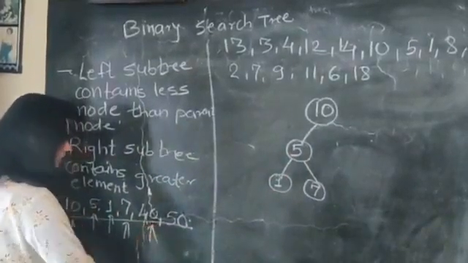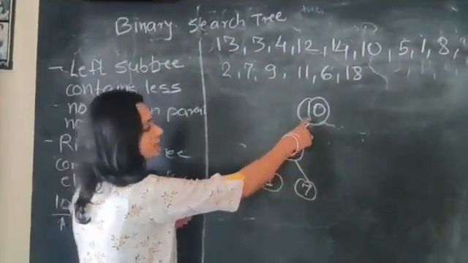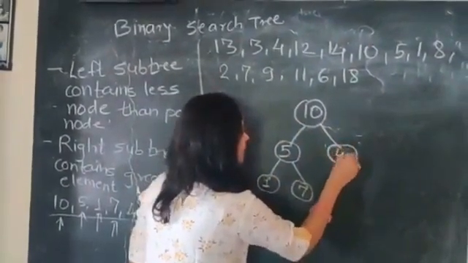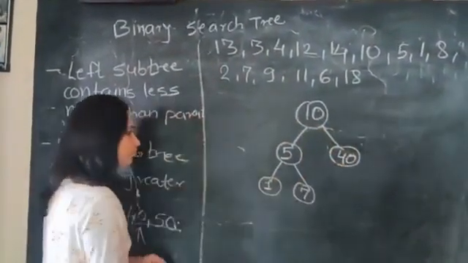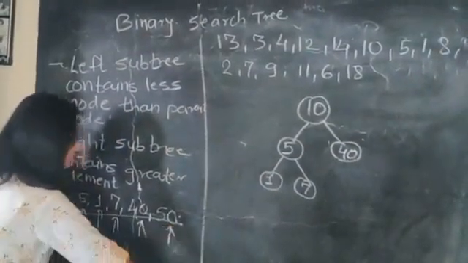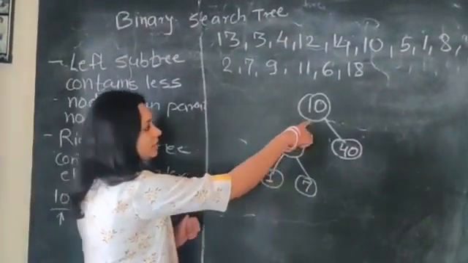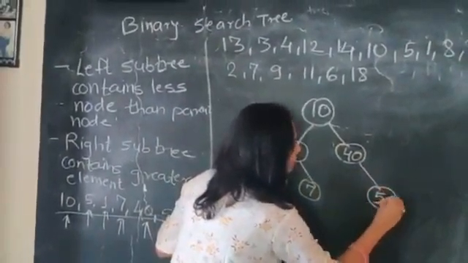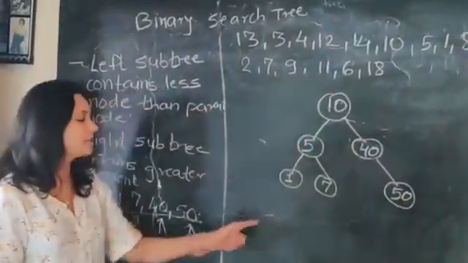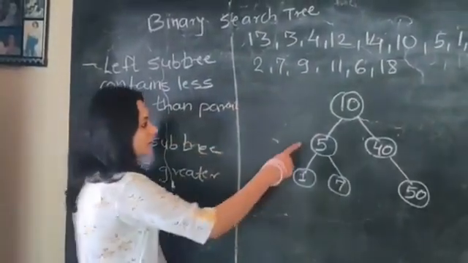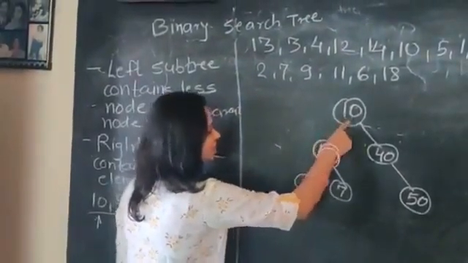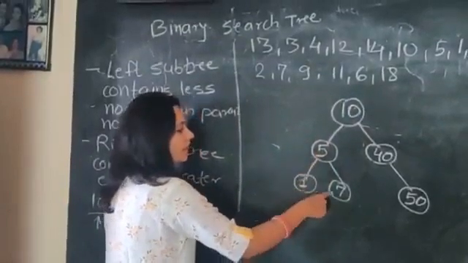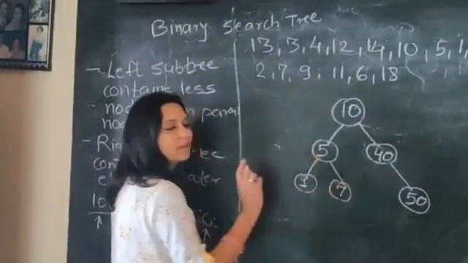Next is 40. 40 is greater than 10. So we will keep 40 at the right hand side of the root node. And the last node is 50. 50 is greater than 10 and 40 also. So it will be at the right hand side. So this is our binary search tree where each and every node is adjusted in such a way that the left hand side node is smaller and the right hand side node is greater.